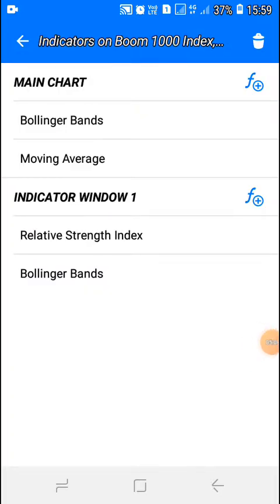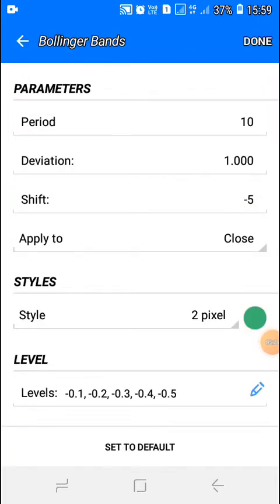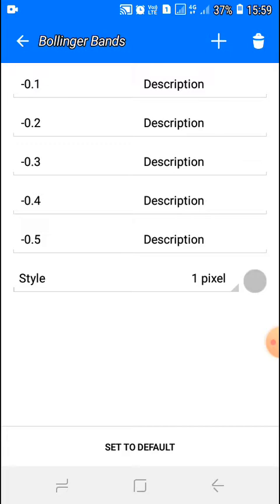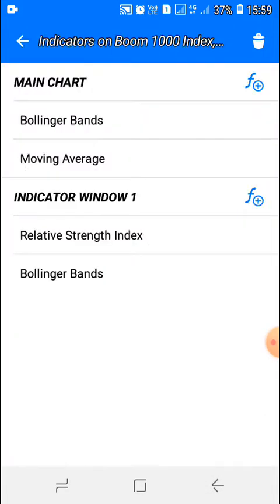Okay, so the first indicator that we have is our Bollinger Bands. The parameters should be like this. Period 10, deviation 1.000, shift -5, apply to close, styles 2 pixel green. Levels -0.1, -0.2, -0.3, -0.4, -0.5. Okay, so that is your first one.